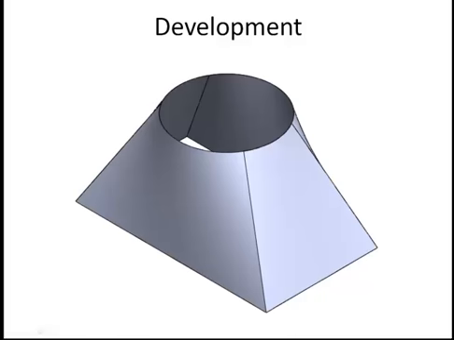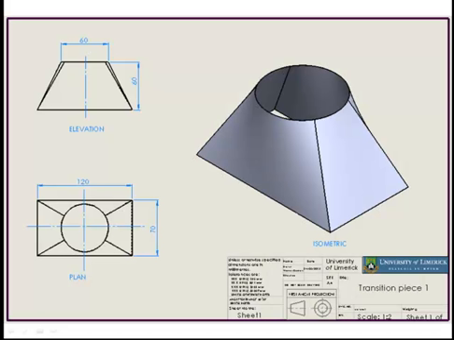Development. We're going to develop this transition piece. First of all, we'll look at the question. As you can see in the question, this is a very difficult question to develop, so therefore we're going to use a method called triangulation to solve it. Now, to begin the process.